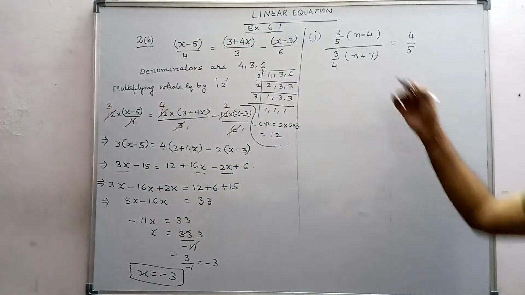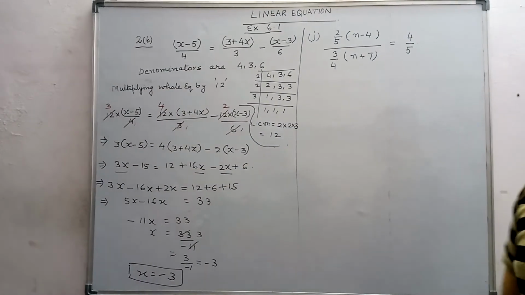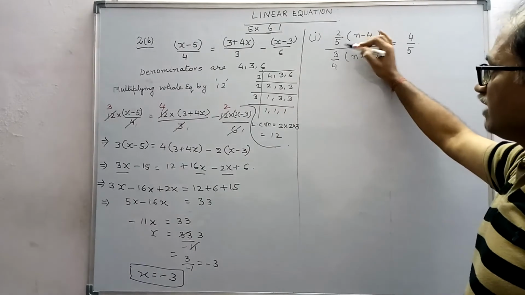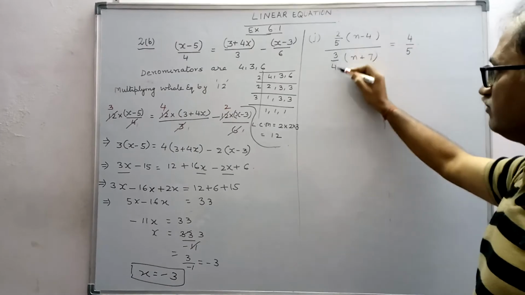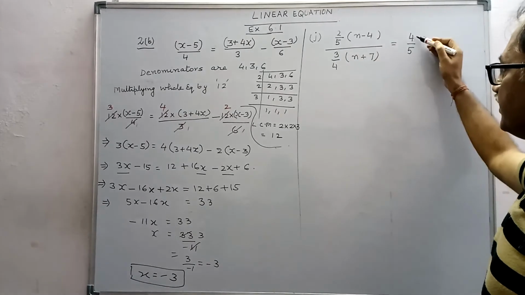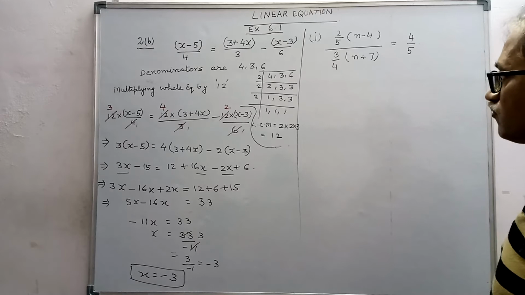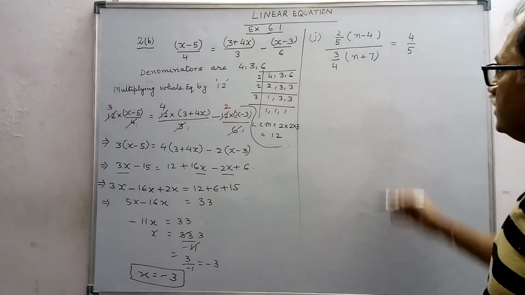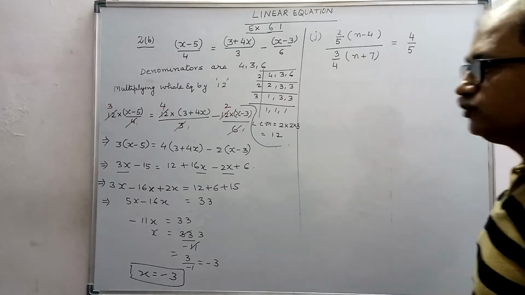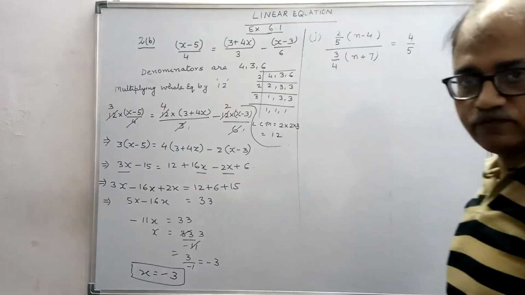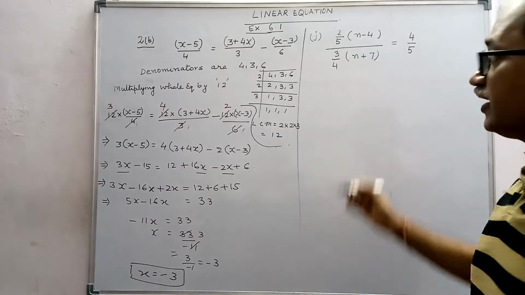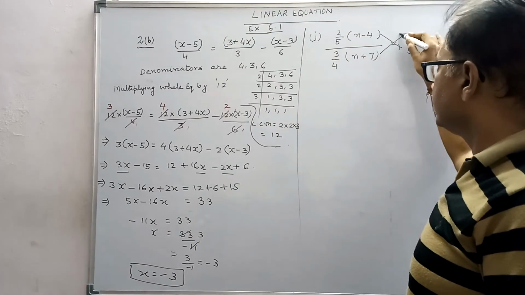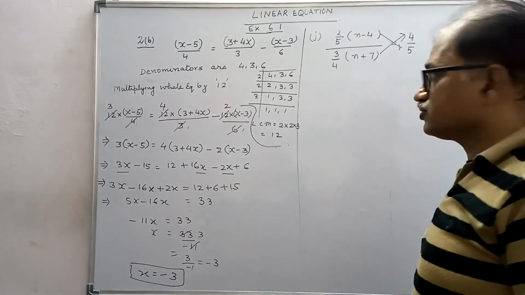Next you have to solve this question. Here you see it is 2 by 5 into n minus 4, and 3 by 4 into n plus 7, and here it is 4 and here it is 5. You see, in such questions we will use the method of cross multiplication. So here this is to be multiplied by this and this is to be multiplied by this. This is called cross multiplication.